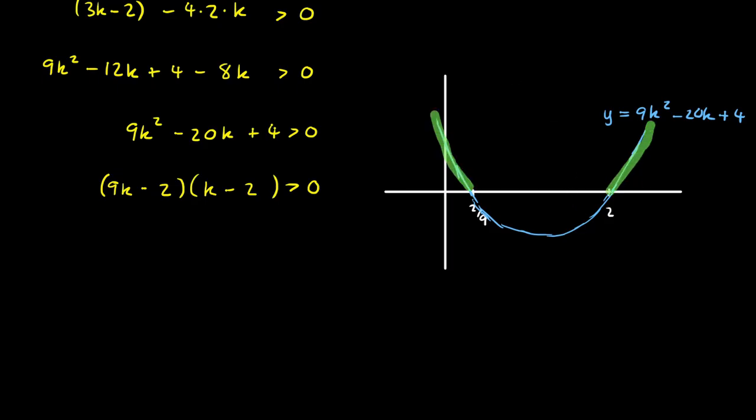Well, what values of k give us these two parts of the curve? Either k is greater than 2, so everything there to the right, or it's less than 2/9, everything there to the left. So my final solution should be that k is less than 2/9, and also that k is greater than 2. Those are my final solutions, and the way I can get that most clearly is by paying attention to what the graph looks like.